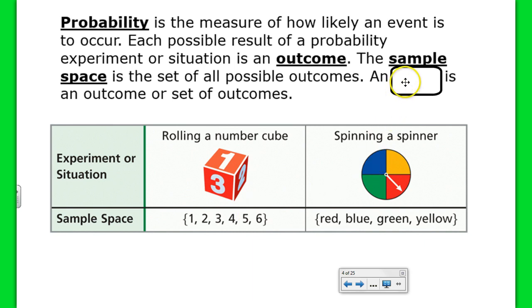And an event is an outcome, or a set of outcomes. So on a die, rolling a number is an event. On a spinner, spinning a color is an event. All 4 colors are the sample space.